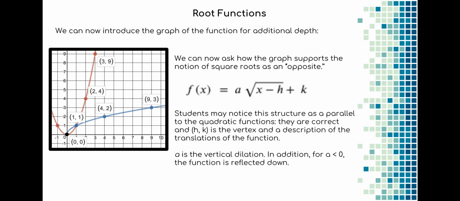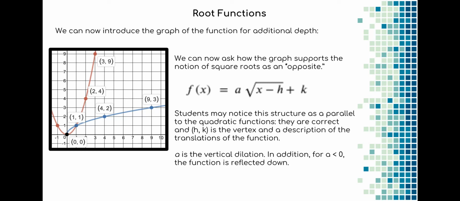And we can now show them that, in fact, a square root has a type of vertex and that the rules are still going to apply. Now, in Algebra 1, we really don't look at the vertical dilation for square root functions. We really just focus on the translations. But actually, they're the same values, and students could have an interesting exploration with an interactive graph.